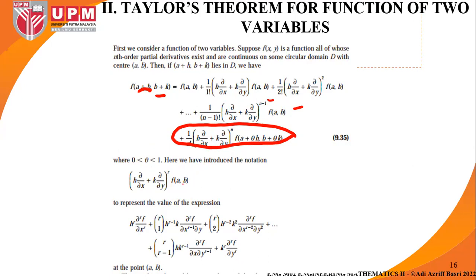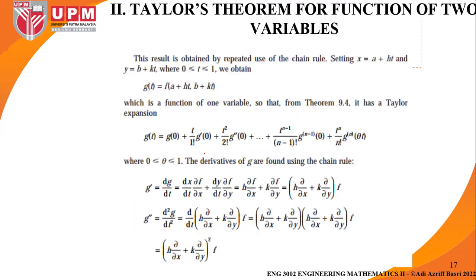Here we can introduce a notation to simplify this: (h ∂/∂x plus k ∂/∂y) to the power of r applied to the main function. This is obtained by repeated use of the chain rule. We set x equals a plus ht and y equals b plus kt, with t ranging from 0 to 1. This is how Taylor's theorem is expanded in terms of g(t).